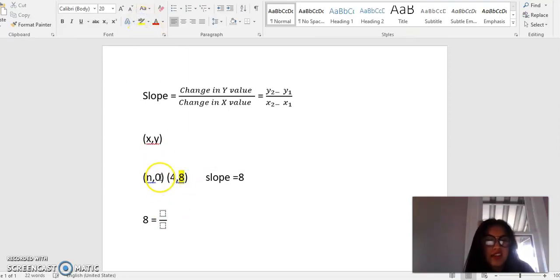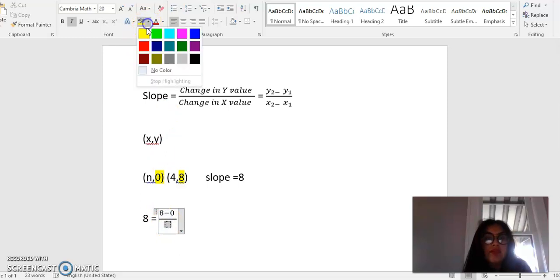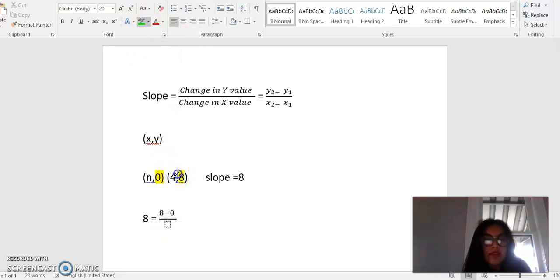So I'm going to signify in yellow this time. And my 0 is my second y value. So it'll be 8 minus 0. And then we're going to signify the x in green. So 4 is my second x value, and n is my first x value. So it'll be 4 minus n.